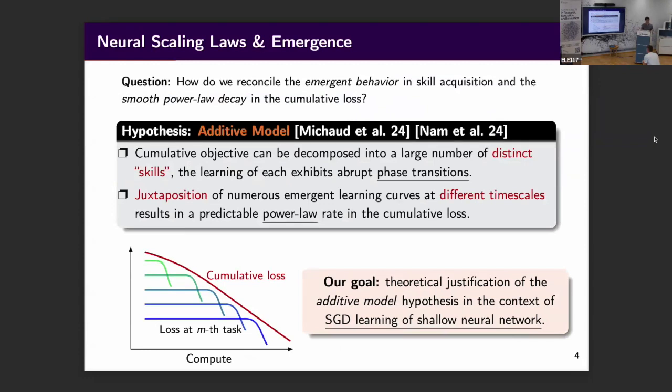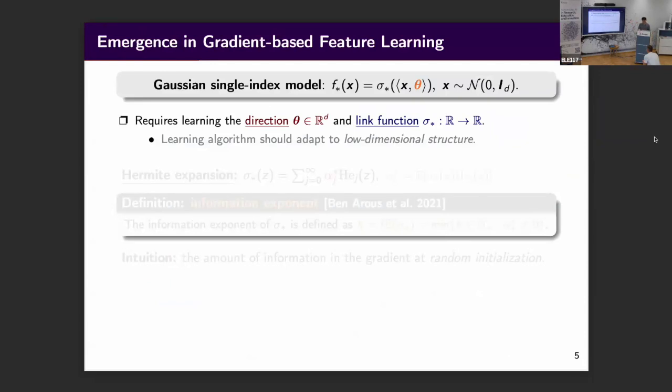In fact, most of the works in gradient-based feature learning in the past two or three years tell you that the loss behaves like this, emergent or staircase-like, exhibiting this sort of structure. So to provide more context, let's first consider learning of one neuron.